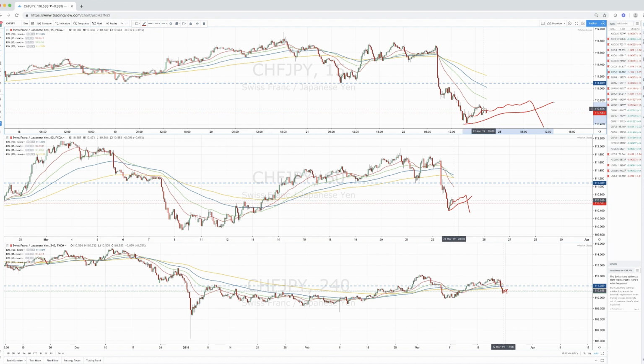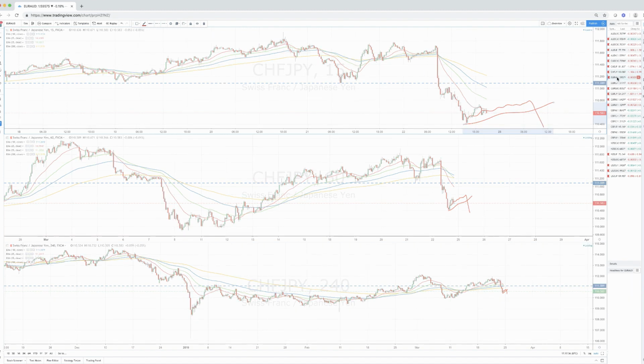So don't be afraid to be a little bit aggressive there and sell into this move if we get the opportunity, even if the market hasn't pulled all the way back to the previous level of support, which becomes resistance.